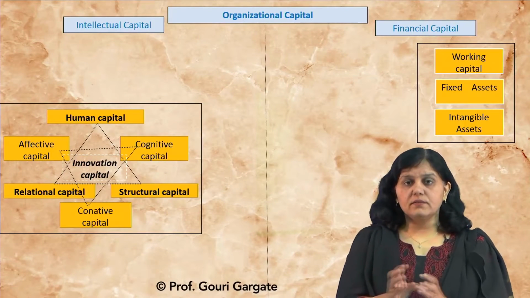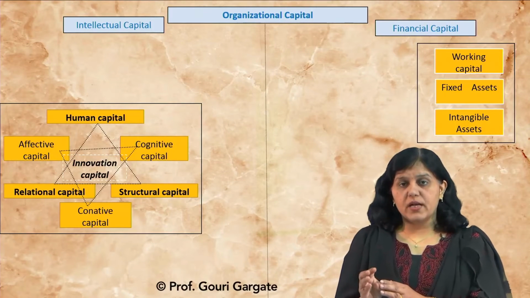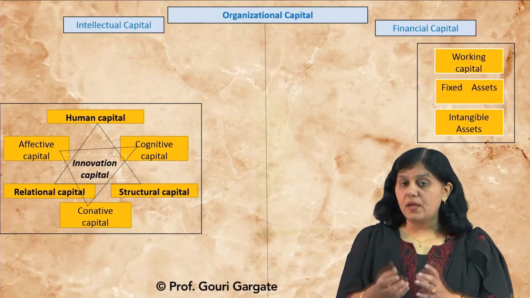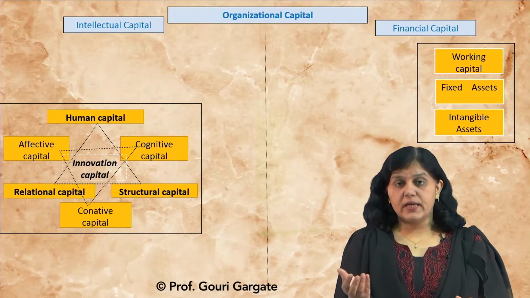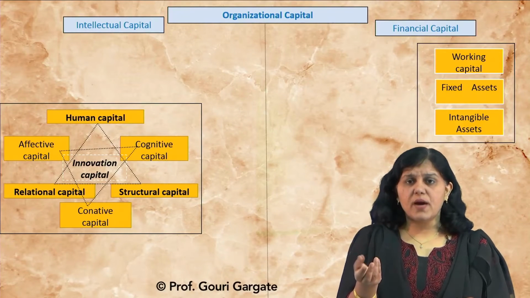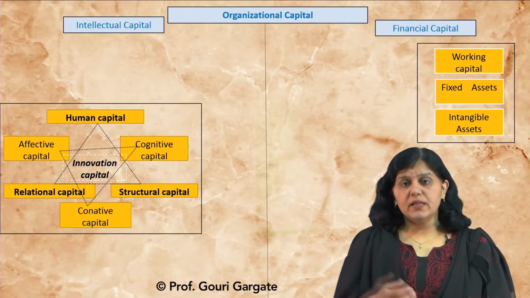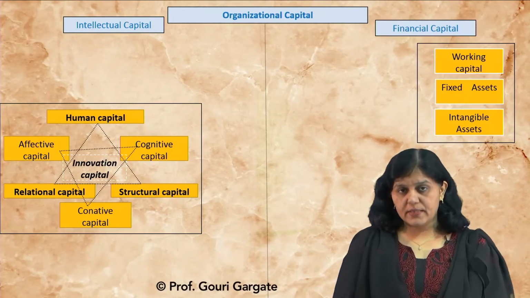Intangible assets will be created after you complete the research project. You will create some IP, that IP may act as an asset, and that will be your intangible assets. Fixed assets and working capital are already part of your organization, that financial capital will already be in place.